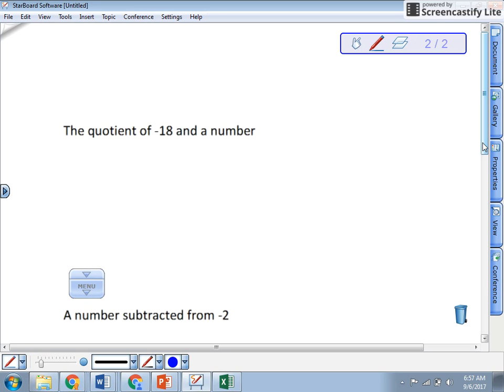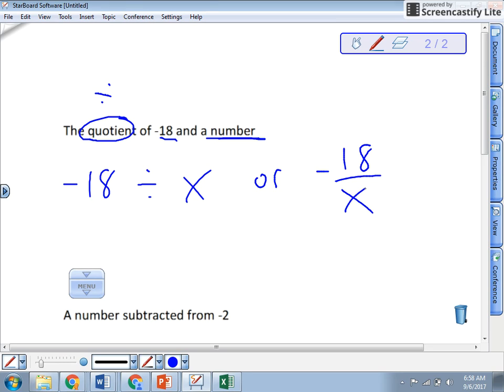The quotient of -18 and a number. Quotient, again, that means division. So -18 and a number. A number, that's going to be our x. So -18, we're going to be dividing. There's our x, -18 divided by x. You can write it like that, or you can write it as -18 over x. Again, that's a symbol for division.